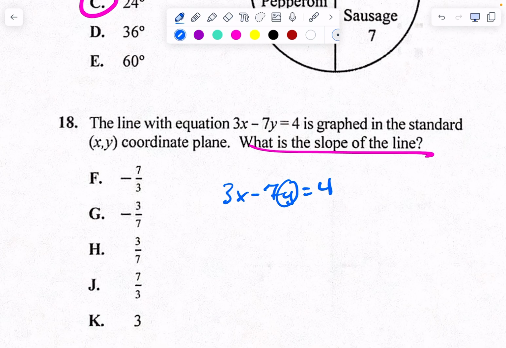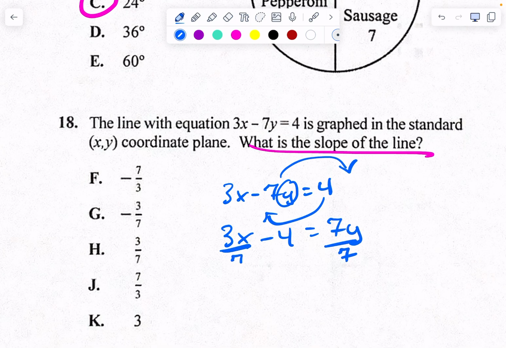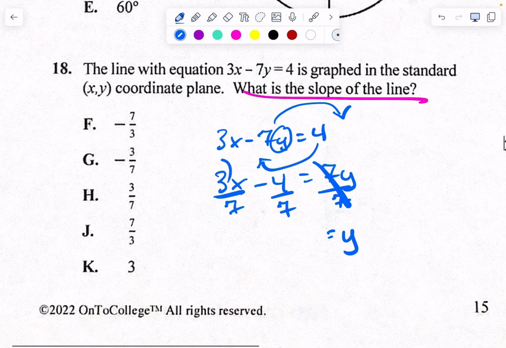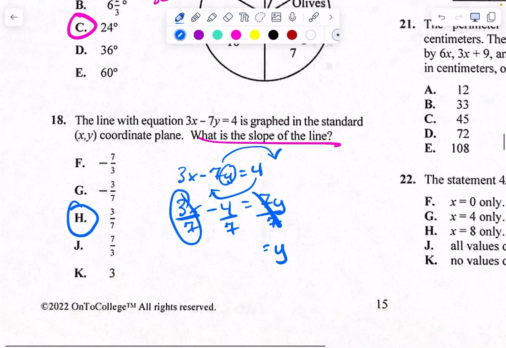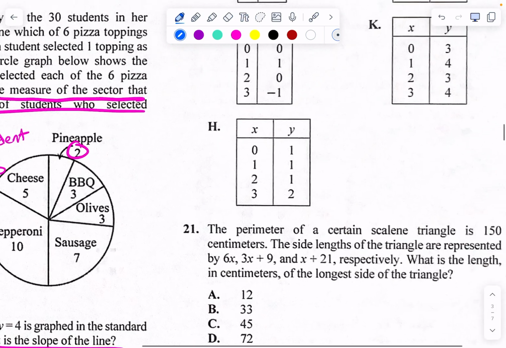All right. You want to add the y over? So 3x, I'm going to subtract the 4. 3x minus 4 equals 7y. Then I divide by 7. So which one is the slope? 3 over 7 is the slope? Yeah? Y equals mx plus b? Does that make sense? Good? Yeah? Okay.